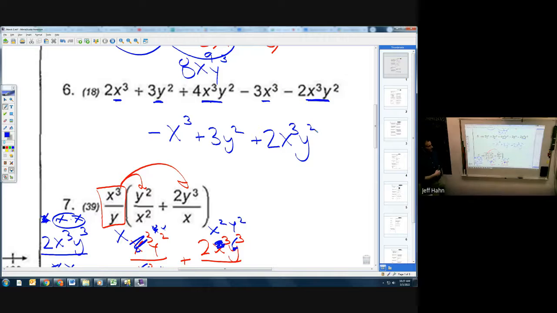What would be the leading coefficient of that? It is 2, because this is a degree of 5, so it should be put in first.